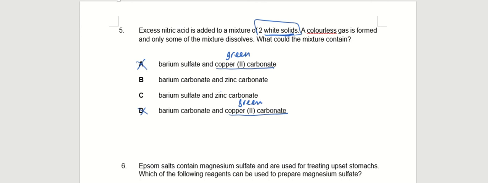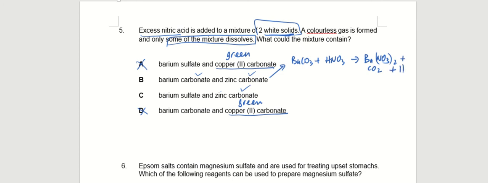Okay. Now, we are adding nitric acid and we get a gas. So we see that there are carbonates here. So we know that carbon dioxide is produced. So that doesn't help us narrow down any further. But we also know that only some of the mixture dissolves. Okay, so let's take a look at what happens in B. When we add barium carbonate and nitric acid, we will get barium nitrate, okay, and carbon dioxide and water.